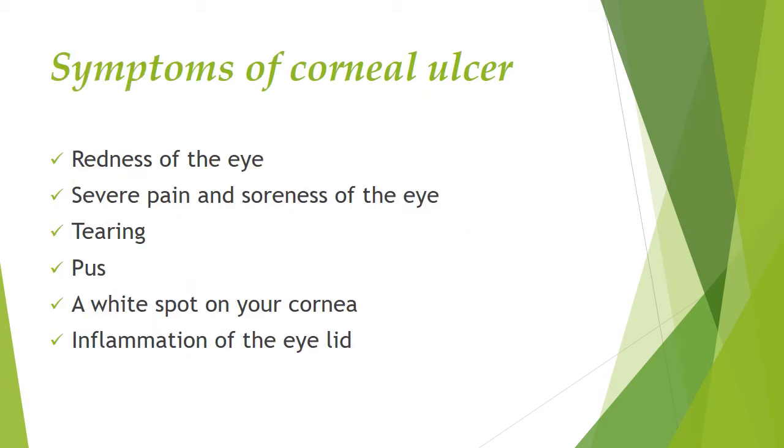Here are the symptoms of corneal ulcer. Redness of the eye, severe pain and soreness of the eye, tearing, pus, a white spot on your cornea, inflammation of the eyelid.